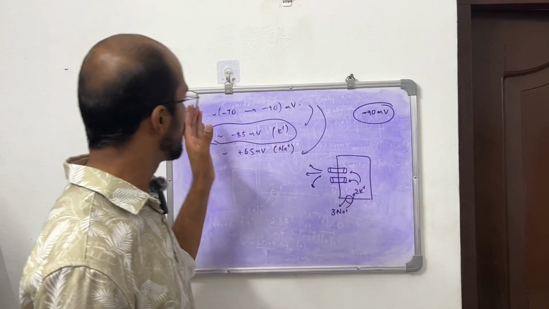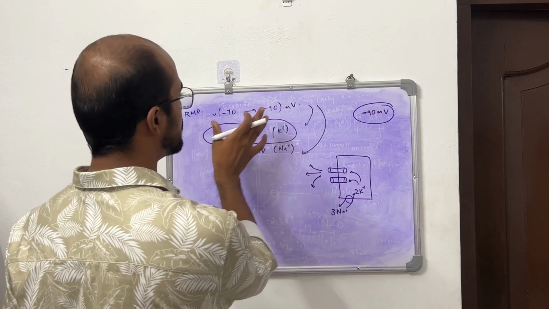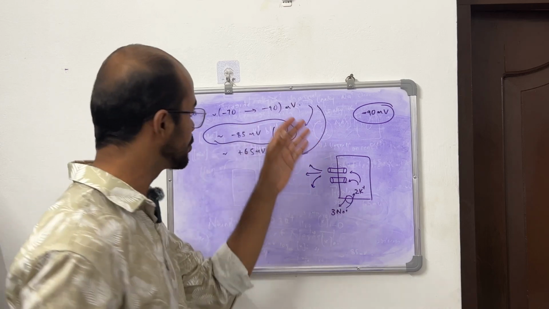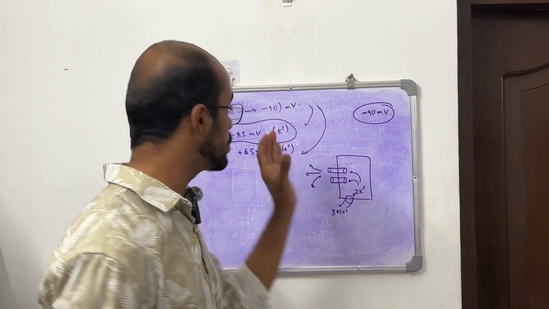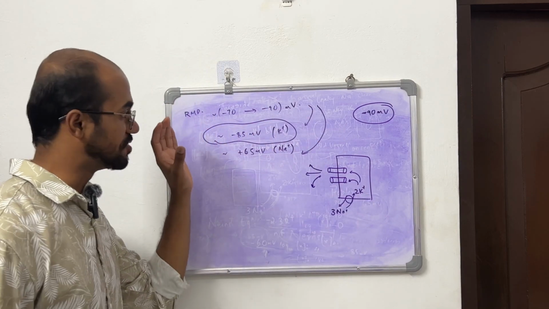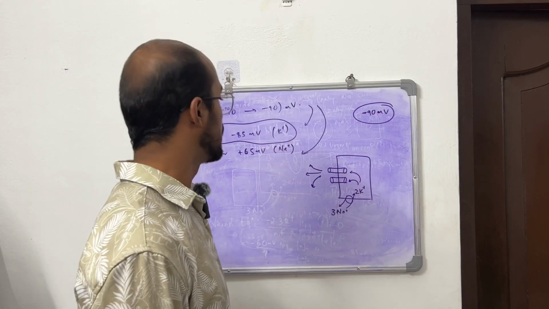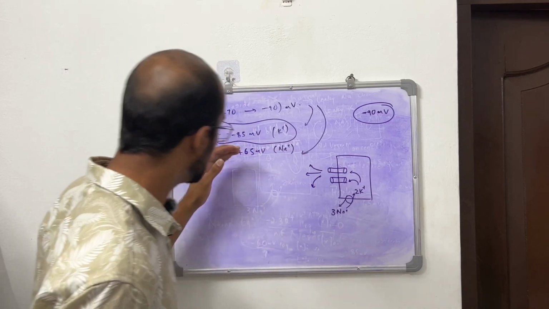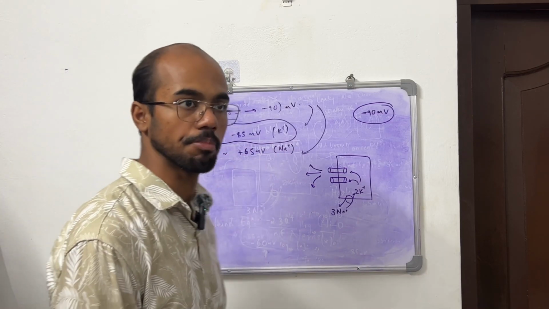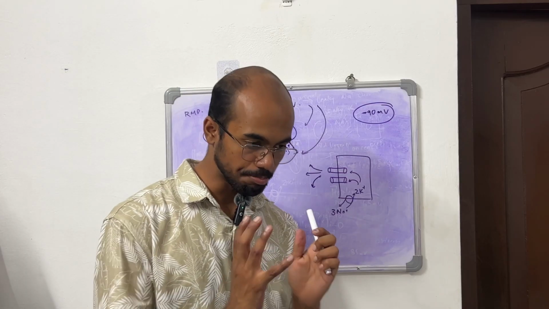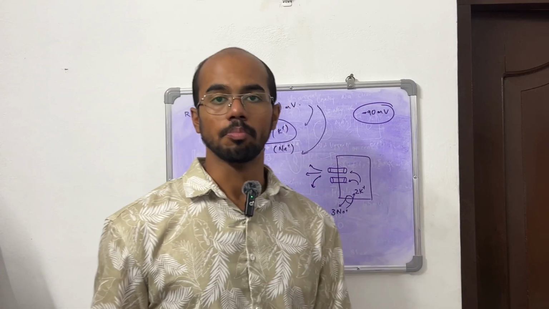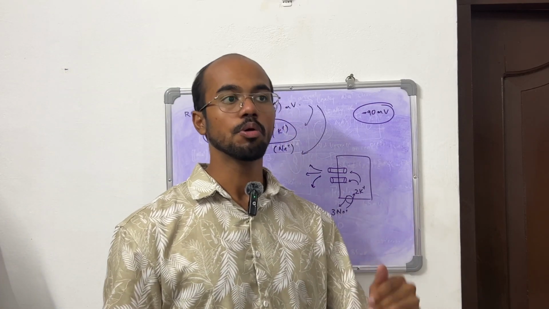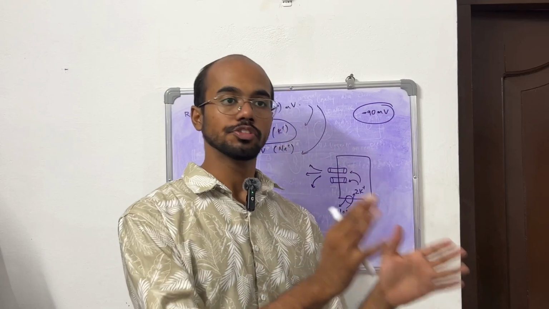Now see, the resting membrane potential which falls in the range between negative 90 to negative 70 millivolt is much closer to the equilibrium potential for potassium than to the sodium. It is too far from the equilibrium potential of sodium. And what does it mean? It means most of the cells in our body are freely permeable to potassium than to sodium.